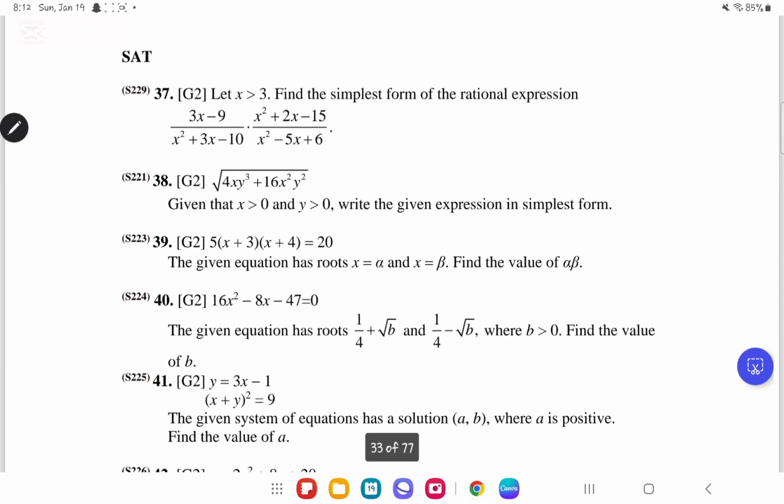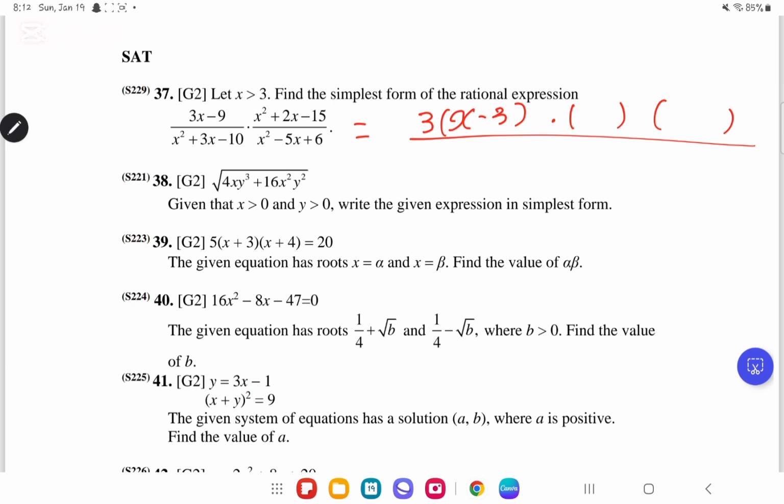Grid 37, they told us to find the simplest way to solve this. So very simply, we are going to make it as one whole, and we have to factorize everything. So it becomes 3x minus 3 times, here you have to factorize it. You have to try factorizing mentally, so you can get used to it. So here it's going to become x minus 3, x plus 5. Now down it becomes x plus 5, x minus 2, and then finally times x minus 2, x minus 3.